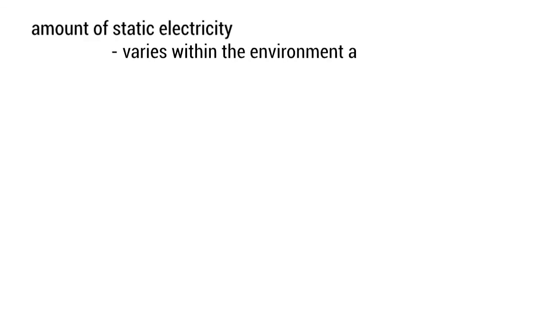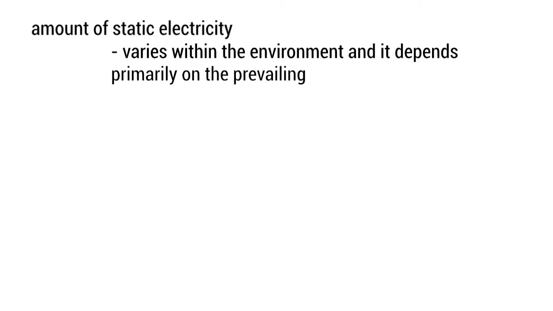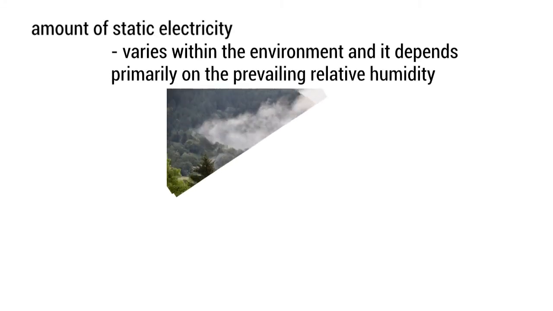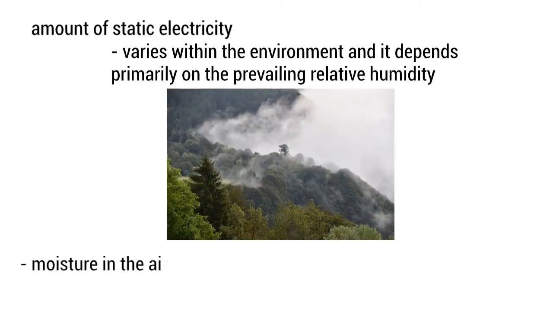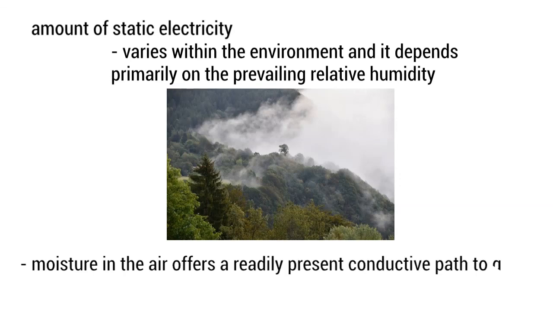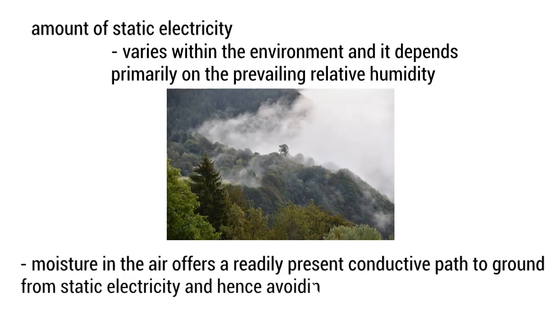The amount of static electricity varies within the environment, and it depends primarily on the prevailing relative humidity. The moisture in the air offers a readily present conductive path to the ground from static electricity and hence avoids any static buildup.